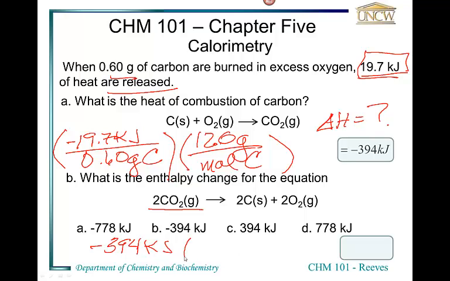We turn it around, that means we change the sign, and we double it, so we also double the enthalpy. So minus 394 times minus 2 makes the enthalpy change for the second reaction plus 788 kilojoules.